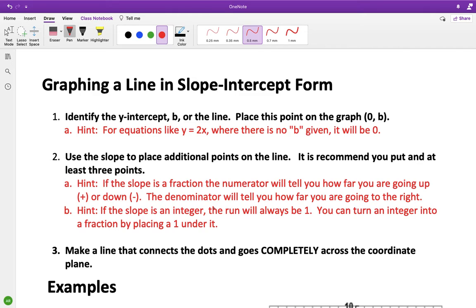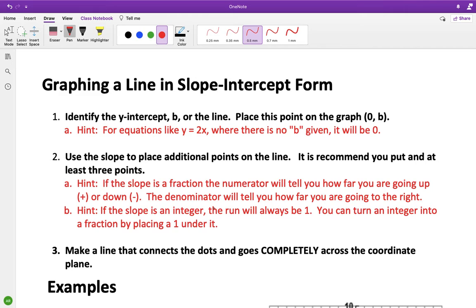After you've placed that y-intercept on the graph, you're going to use the slope to place additional points on the line. It is recommended that you put at least 3 points. Now, in some cases, you might only be able to get 2. You need to have at the bare minimum 2, but it's recommended you have at least 3. I always say the more the merrier. It makes it easier to make that line.